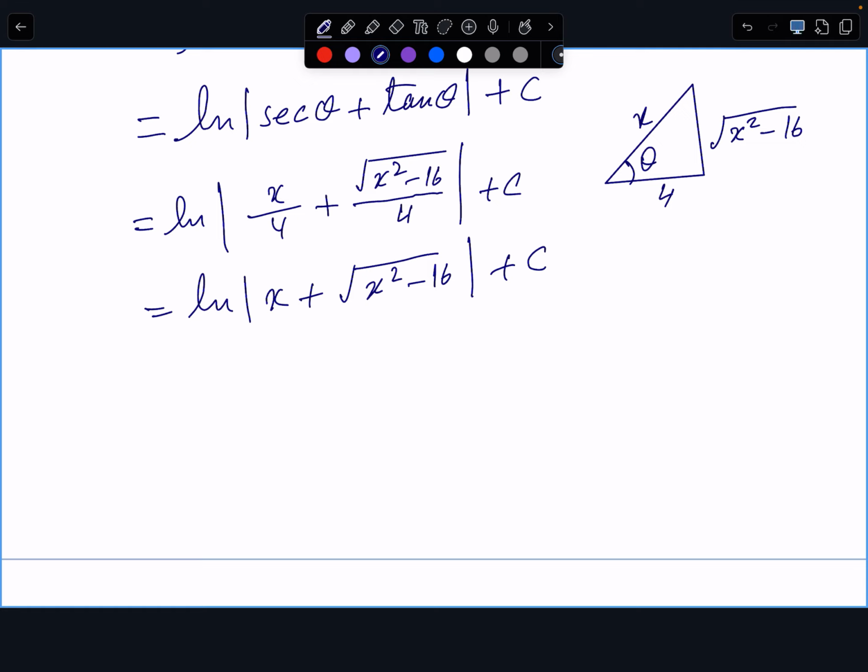Integral of secant is this. We have to convert them to x. So if we write x plus x squared minus 16 under the square root, it is also correct. Both of them are correct. If you stop here at this point, it's fine. If you write this one, it's fine. Both of them are fine. Why is the second one fine? This one is more thorough.